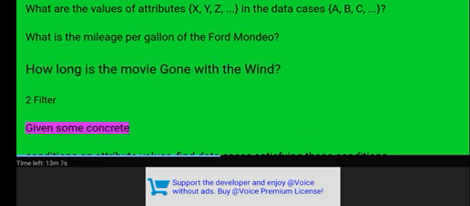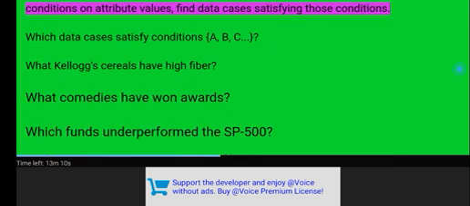2. Filter. Given some concrete conditions on attribute values, find data cases satisfying those conditions. Which data cases satisfy conditions A, B, C? What Kellogg's cereals have high fiber? What comedies have won awards? Which funds underperformed the S&P 500?